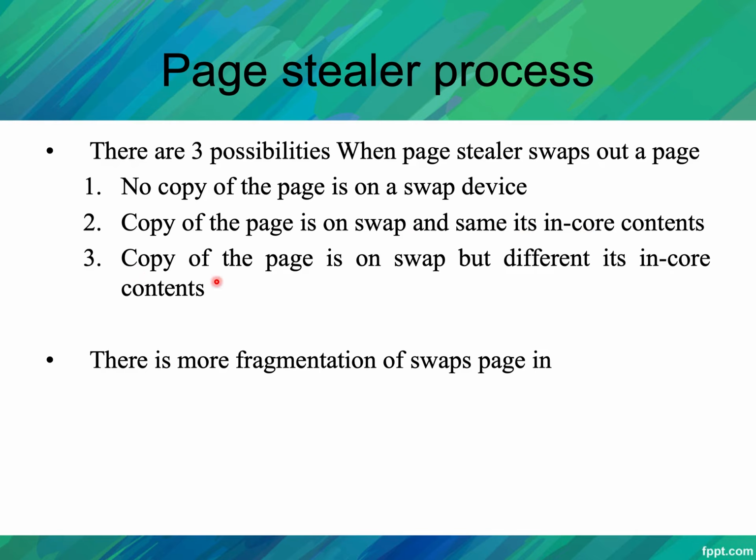The third possibility is that a copy of the page is on swap but is different from the in-core content. That means some modification has happened in the in-core copy. The in-core copy is the recent copy, so that has to be stored inside the swap device. So whatever is available in the swap device will be erased, and the in-core copy will be copied into the swap device, and that's how it is maintained. There is also more fragmentation on swap page in. Whenever a page is swapped in, some fragmentation may happen, and that can be managed by the page stealer process.